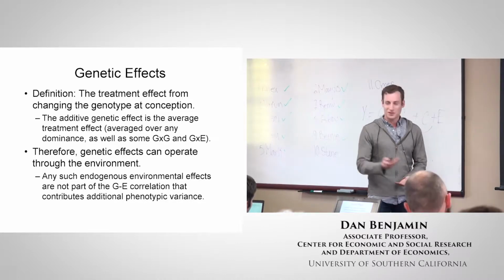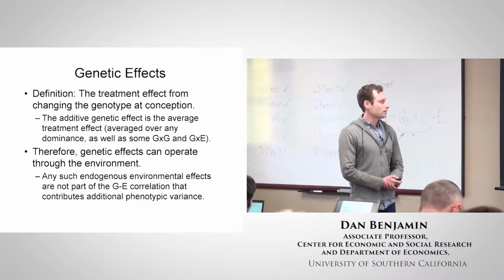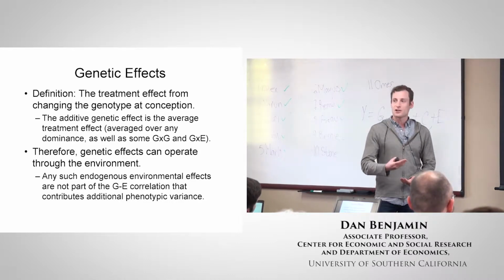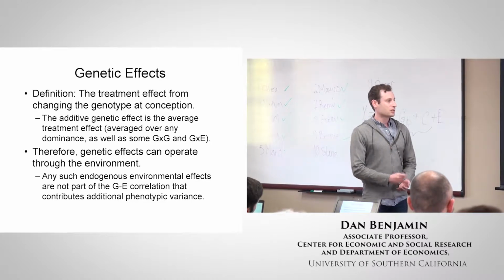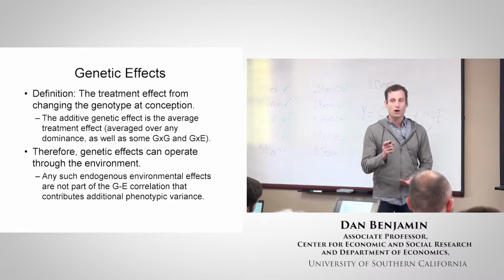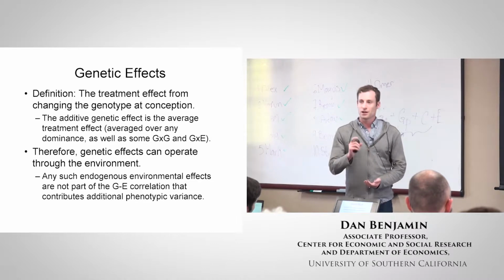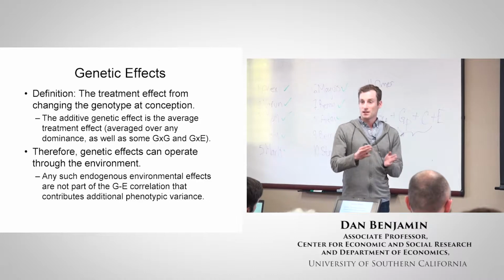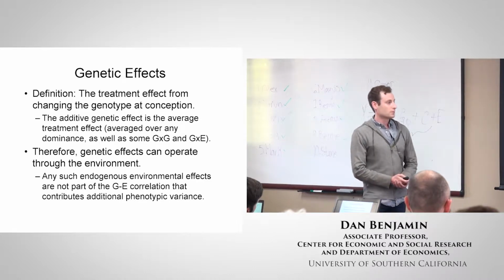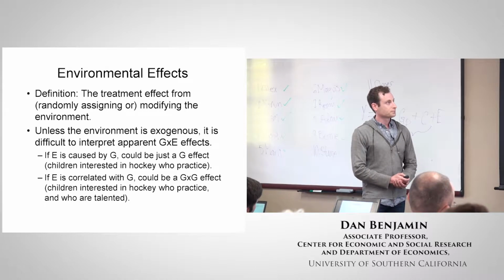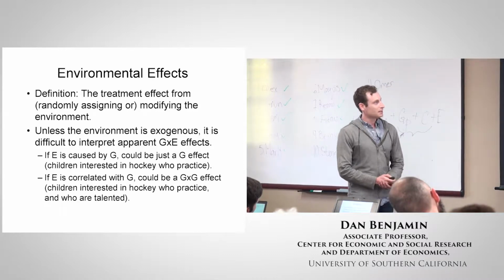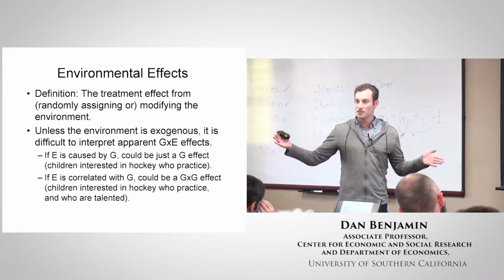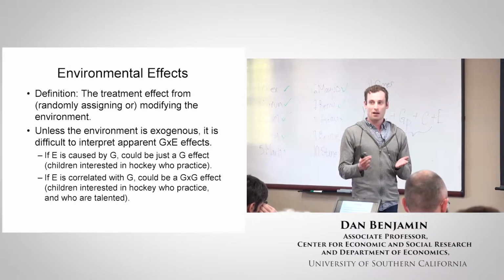So as we just talked about, the genetic effects can operate through the environment. And so we need to understand that these endogenous environmental reactions to changes in genotype are part of the genetic effect. They're not some kind of separate gene-environment correlation, which would be a separate addition to explaining the phenotypic variance.